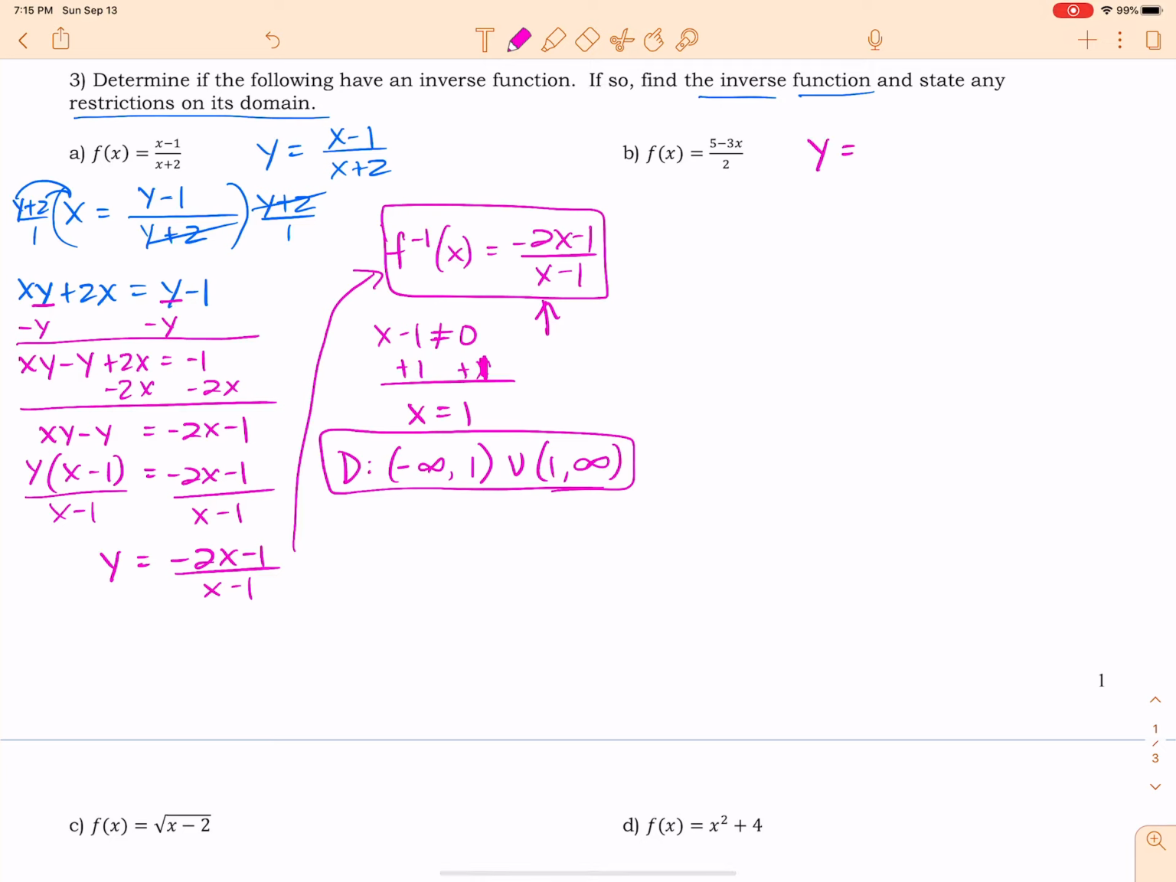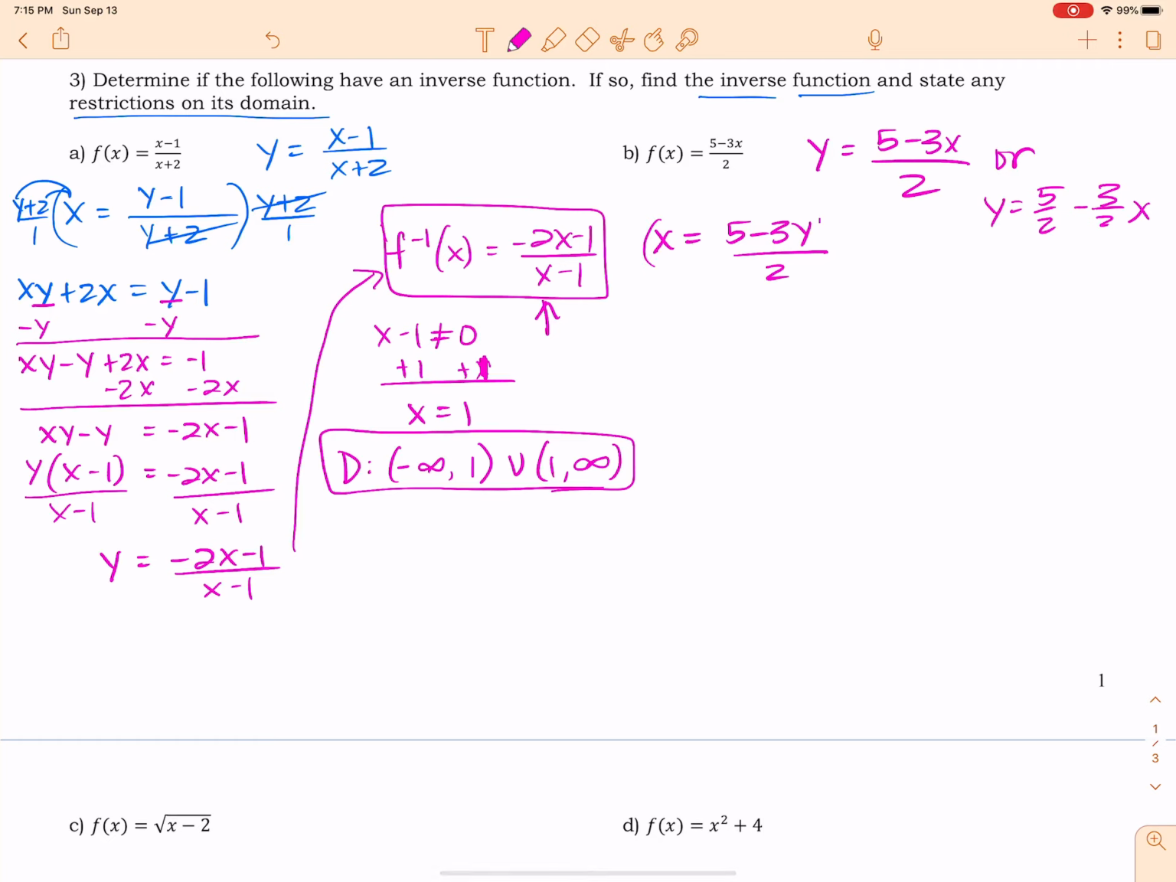Okay, so let's look at part B of example 3. I've got y equals 5 minus 3x over 2. Now, another way to think about this is y equals 5 halves minus 3 halves x. So if you think about it, this is just a line. So every line is a function. So let's switch out my x and my y and find out if the inverse is also a function.